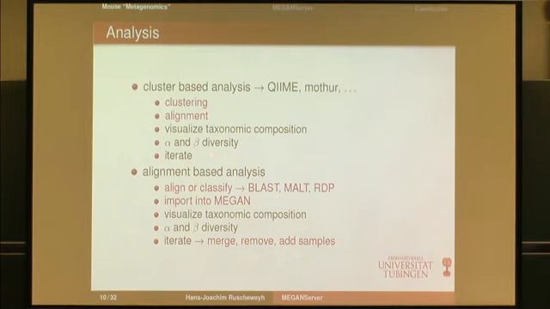And you can also do the same thing, or a very similar thing, alignment based. So you align or classify the reads which you have. Of course I have to promote MALT. The figures which you see next with the alignment are all done with MALT. You import the result into MEGAN. You visualize the taxonomic composition. You make beta diversity, PCA plots with it, alpha diversity. In MEGAN, I think, there are only rarefaction plots. And then you iterate again.